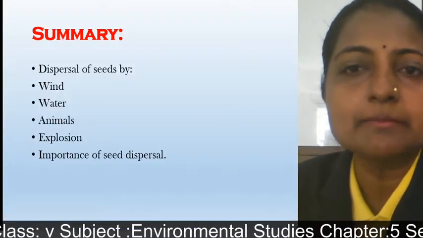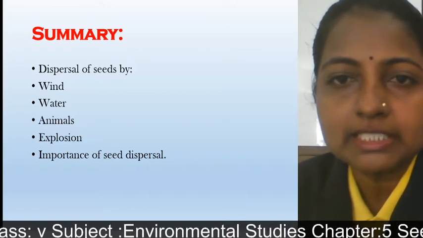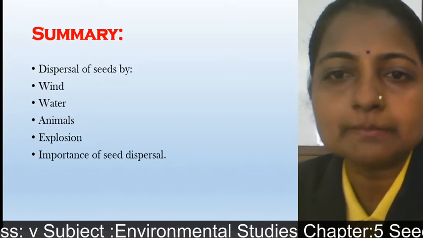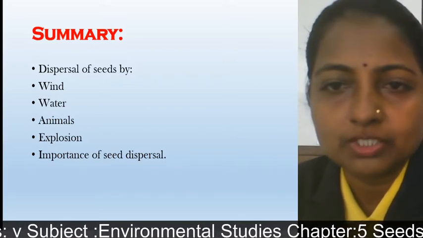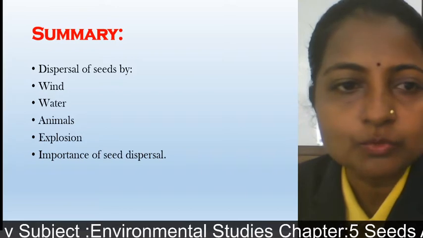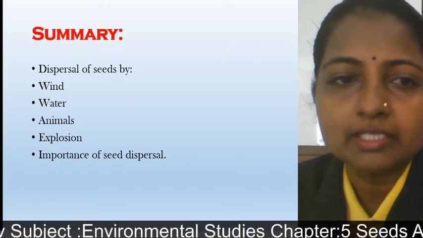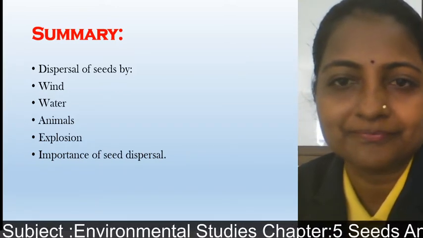After that we will see the summary. We have seen that dispersal of seed takes place by wind, by water, by animals or by explosion. And we have seen the importance also, that how and why seed dispersal is important.